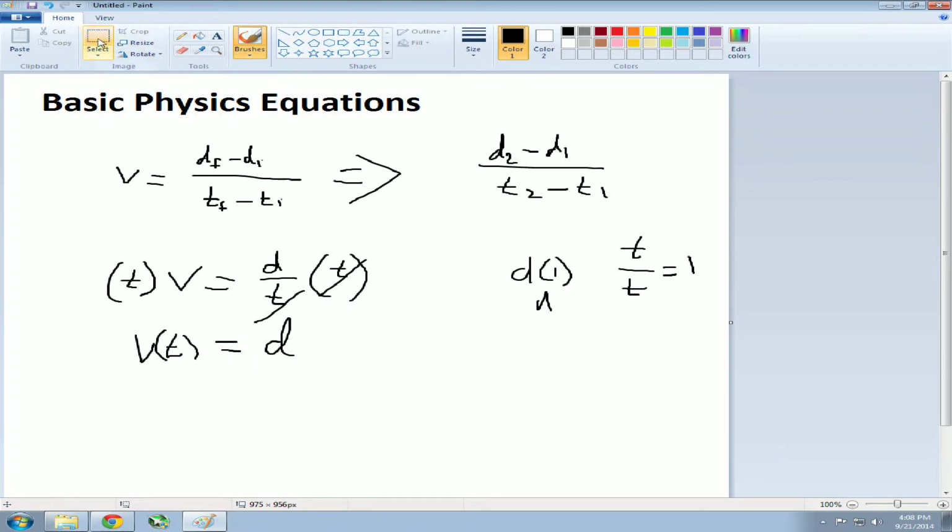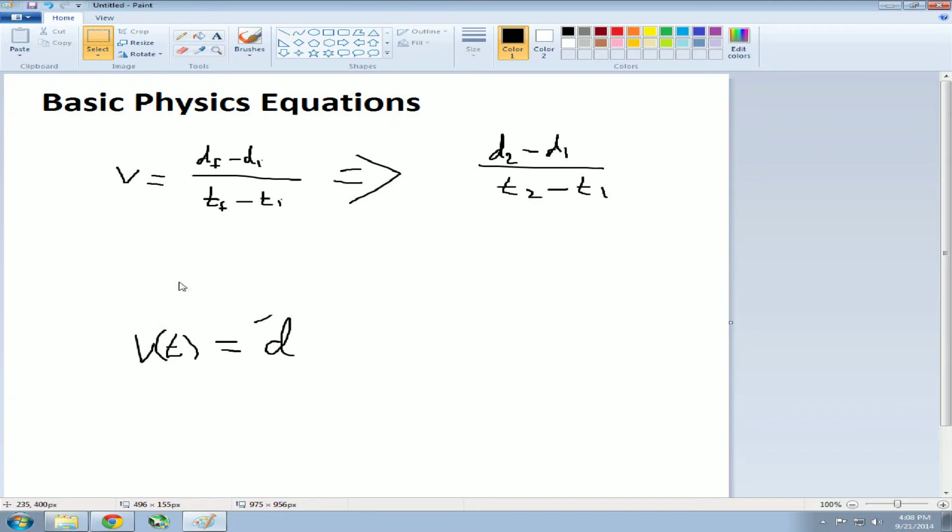So let's see if this works. And remember, you can memorize this equation just by doing this. V equals d over t. Multiply both sides by t, and you get Vt equals d. And that's how you can memorize this equation. You're just moving these letters around. Okay, so let's see if this works, right?